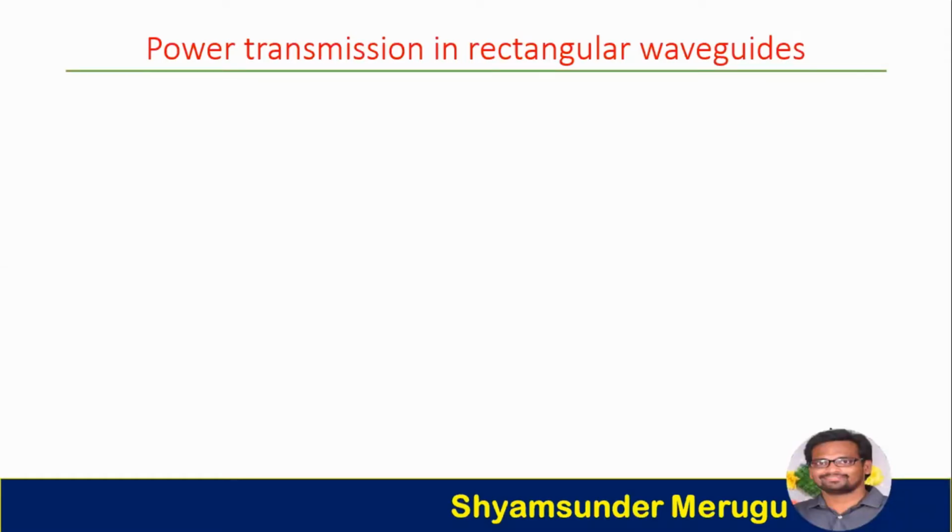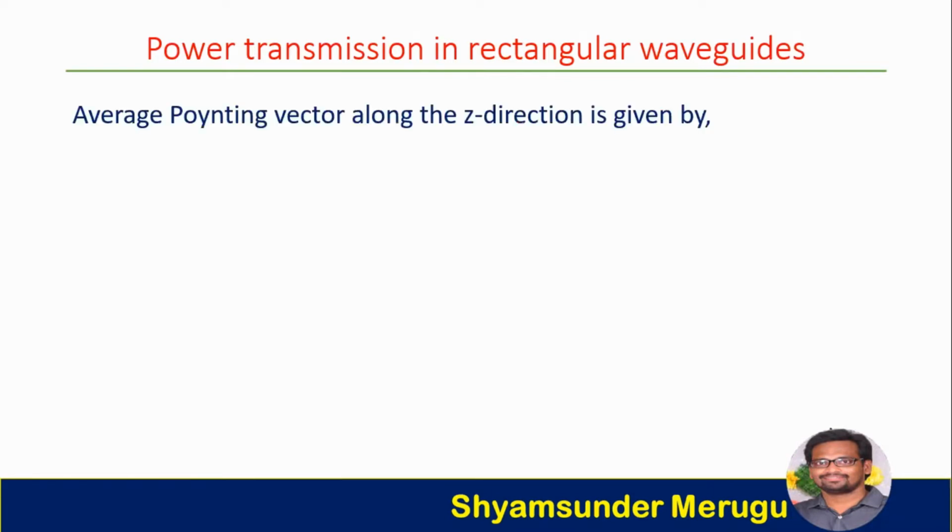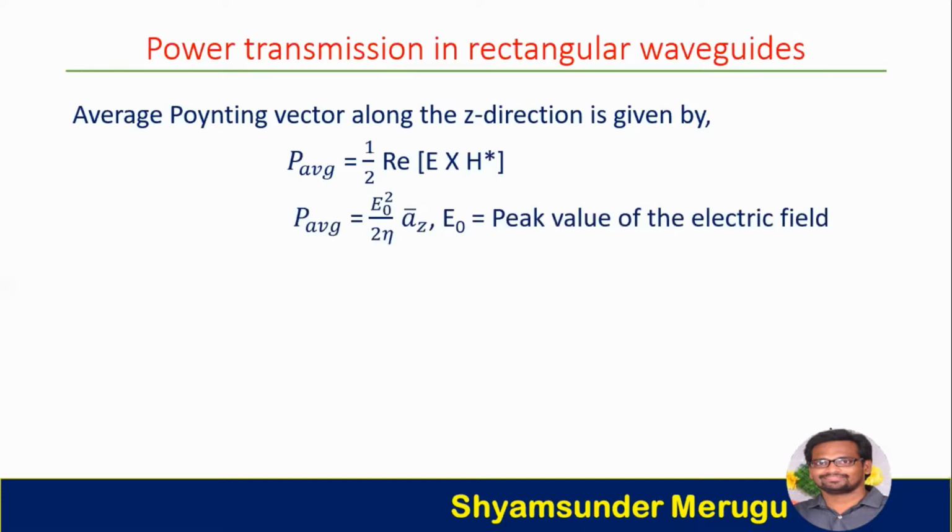In today's video lecture, we are going to discuss the power transmission as well as the power loss in the rectangular waveguides. The average Poynting vector along the z direction is given by P average equals half of the real part of E bar cross H bar conjugate. The average power can be written as E naught square over 2 eta Az bar, where E naught is the peak value of the electric field.